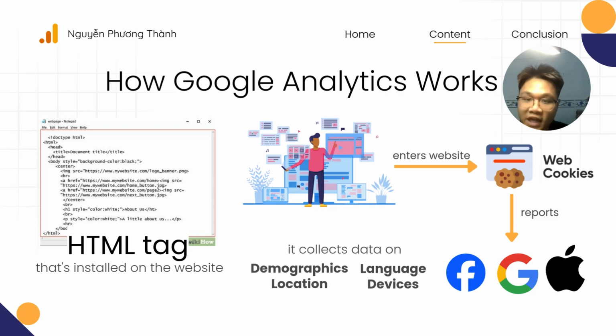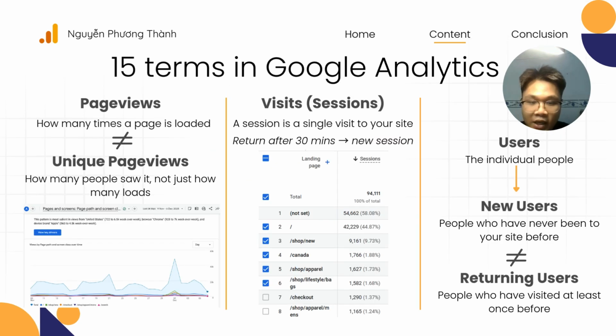Now, before we jump into exploring the tool, we need to speak the language. Here are the terms you'll see every day. The first one is page views. Simple. How many times a page is loaded? Hit refresh. That's another page view. It's different from unique page views. If I visit the same page 5 times in one session, it only counts as one unique page view. It tells you how many people saw it, not just how many loads like page views.